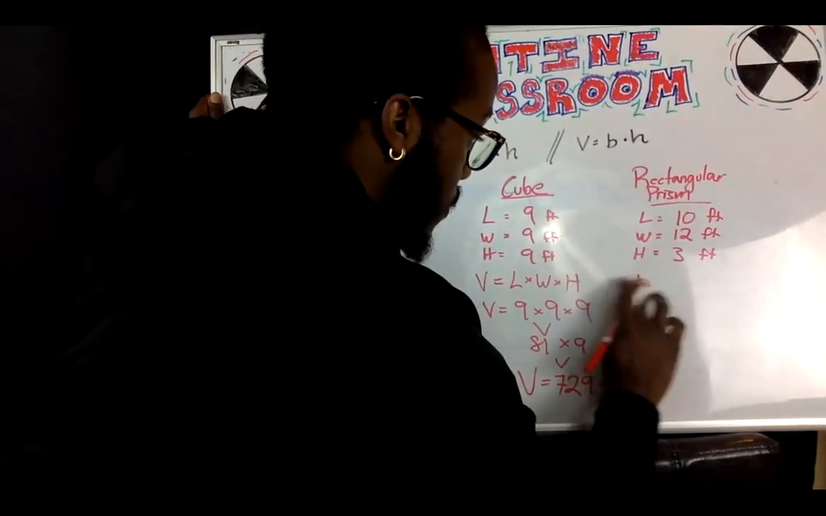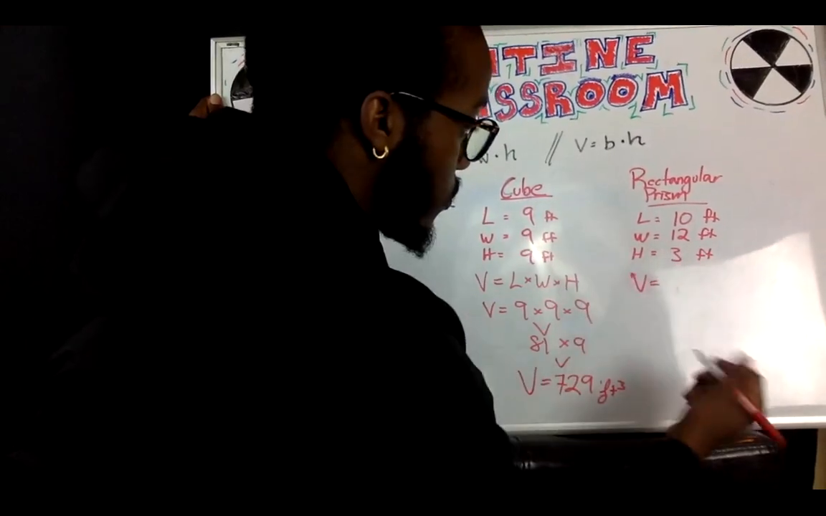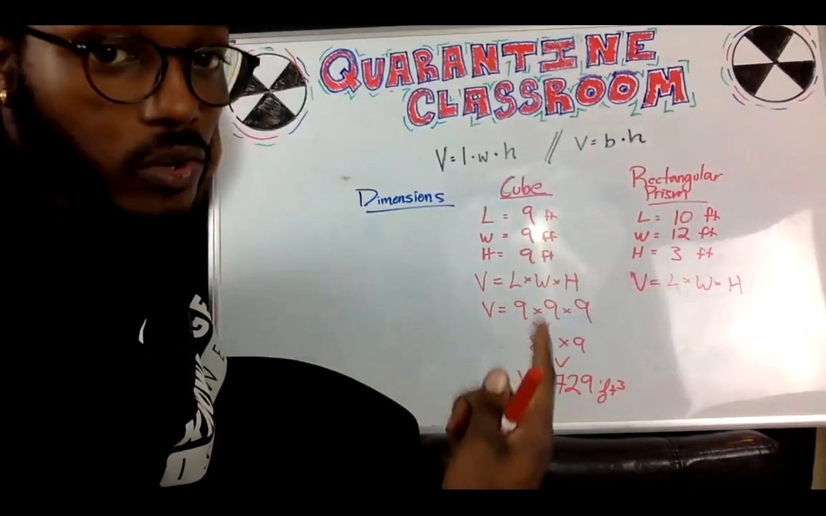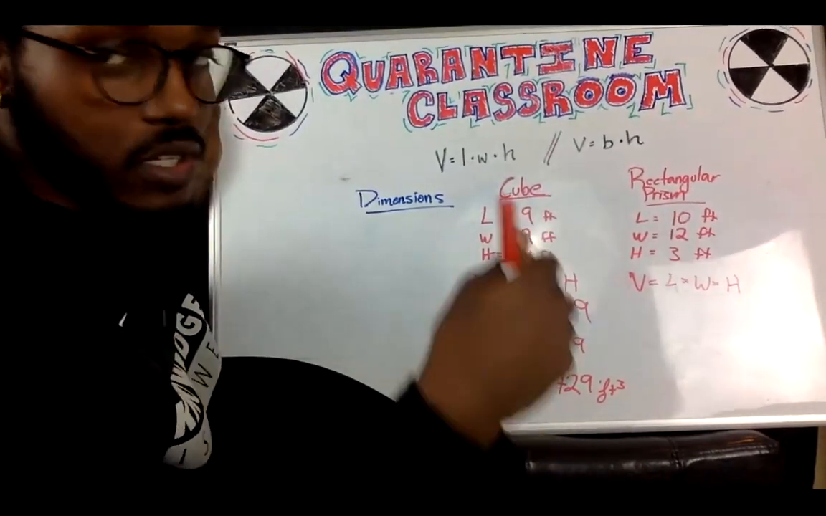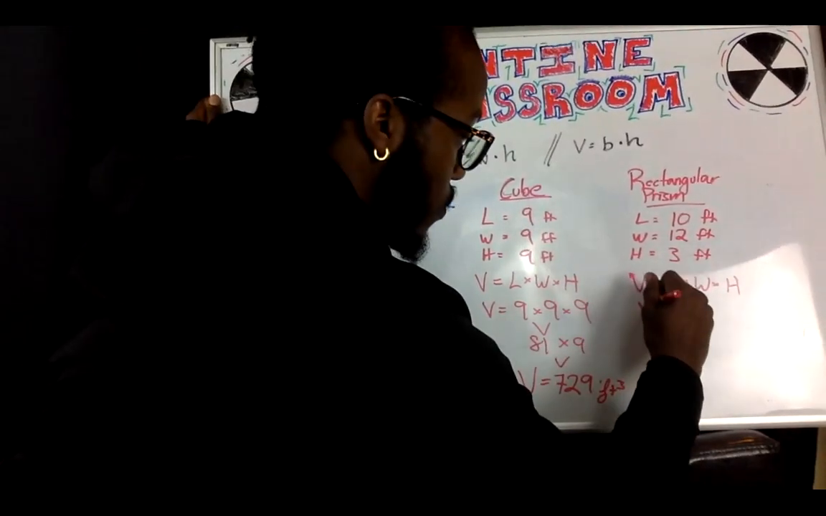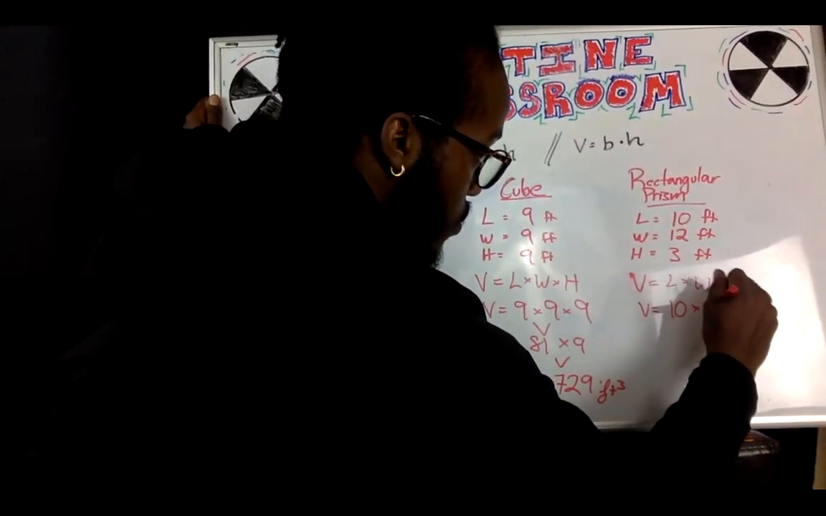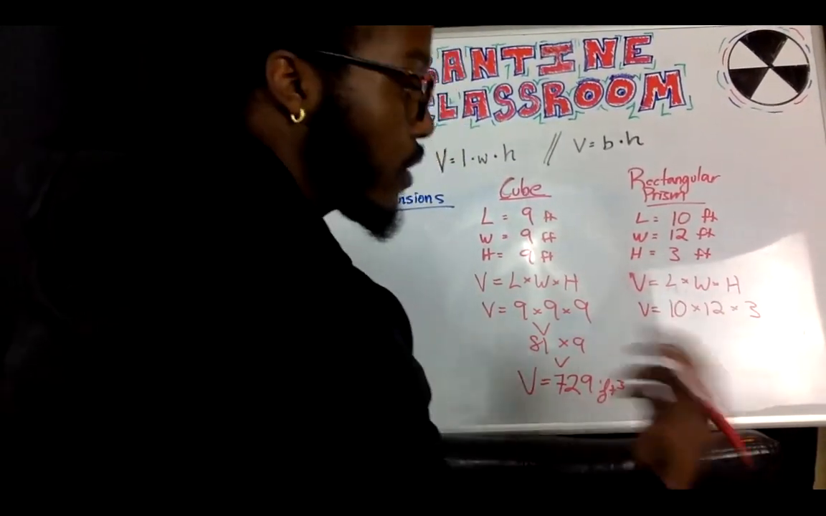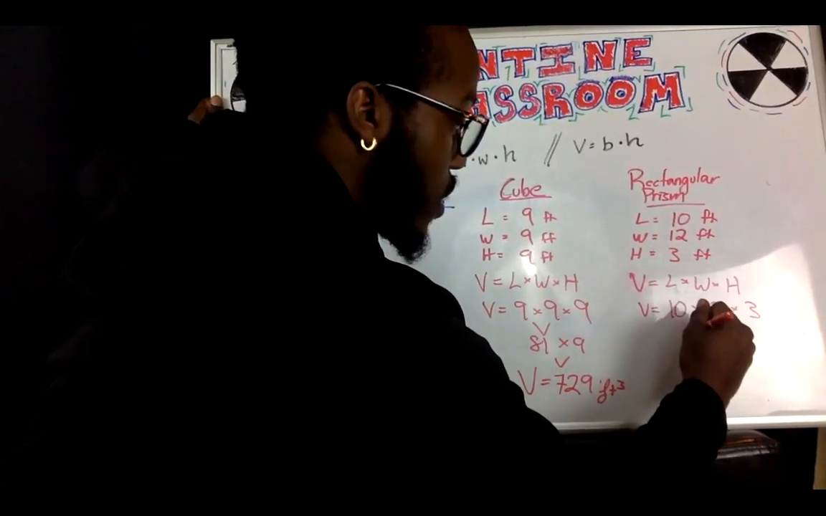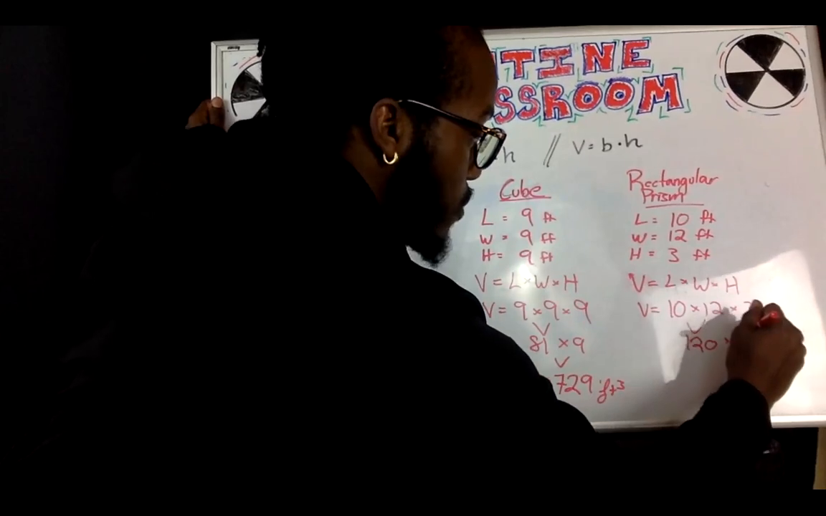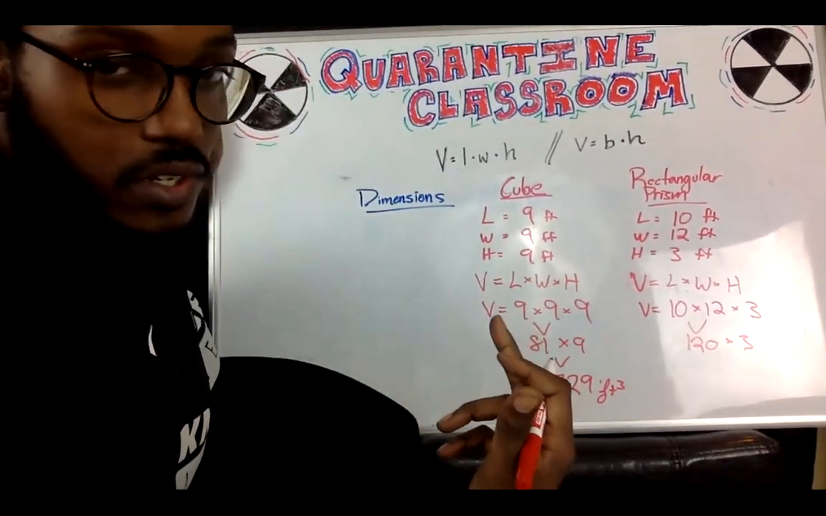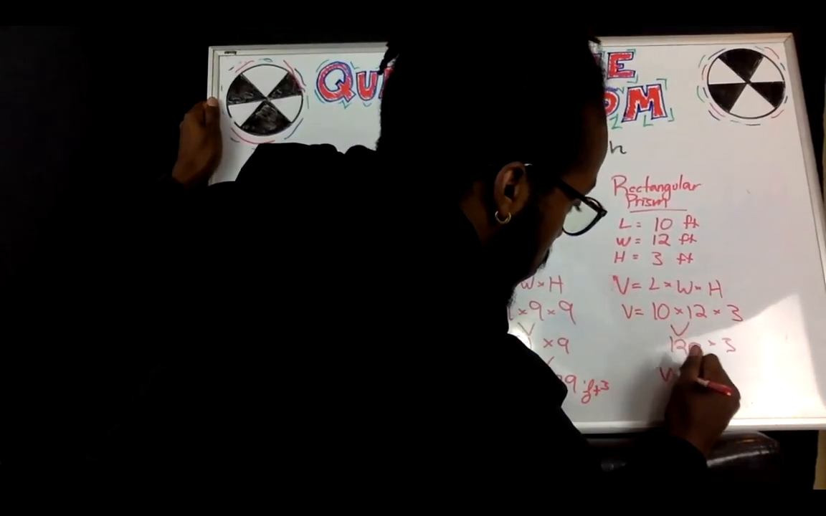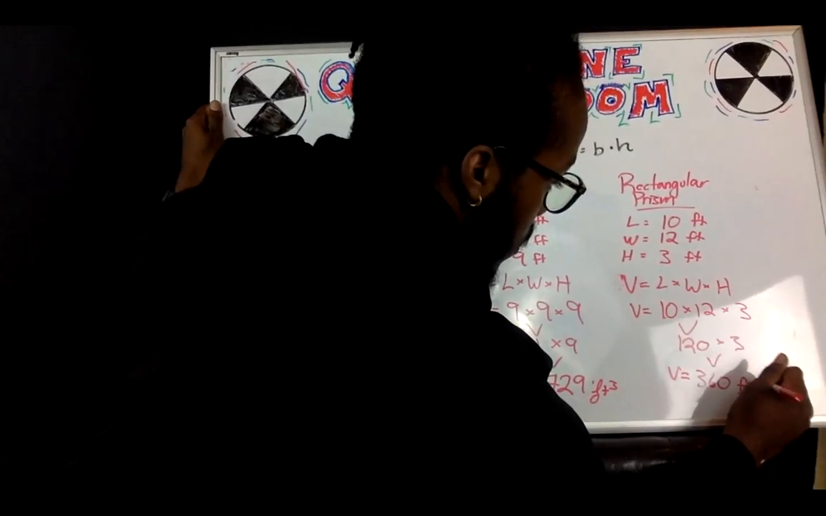So I have volume equals length times width times height. And now that I have my formula, I know that I'm doing the right thing. I have everything I need for my formula. I'm just going to plug in the information and solve. So volume equals 10 times 12 times 3. And this is going to be a little easier for me to do. 10 times 12, I know that 1 times 12 is 12. So 10 times 12 is just 120. And then I multiply that times 3. I know that 3 times 12 is 36. So 3 times 120 is 360. So this is 360 cubic feet.